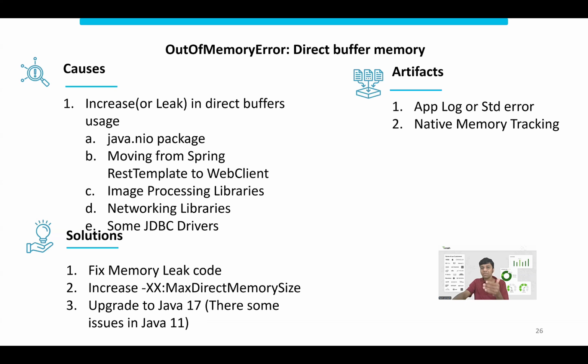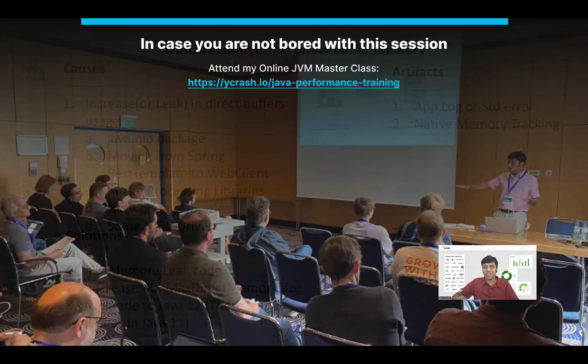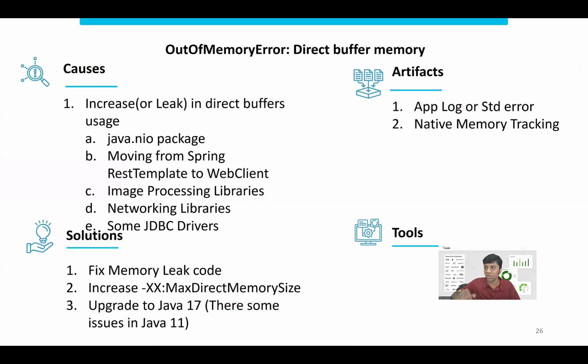What is the artifact that you need to troubleshoot the problem? I need the application log or stdout, because the stack trace is printed there. Or you can also do native memory tracking to see whether it keeps on growing, and then you can take corrective action. You don't need any special tools to troubleshoot this direct buffer out of memory error, right?